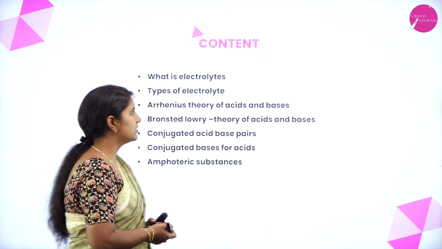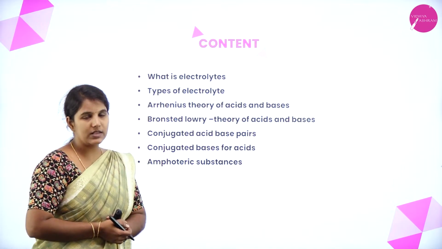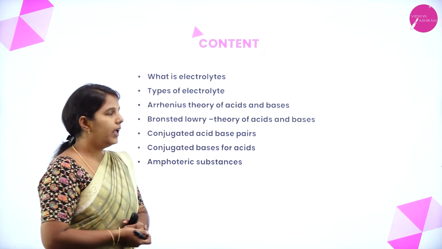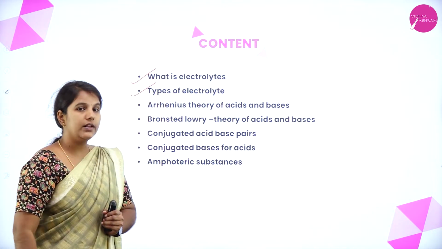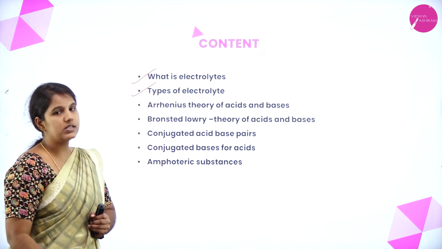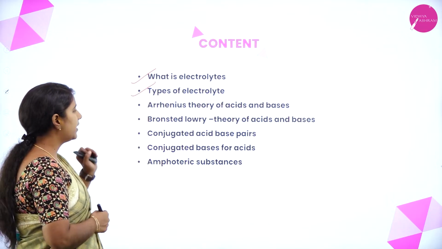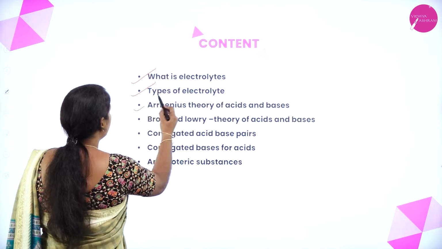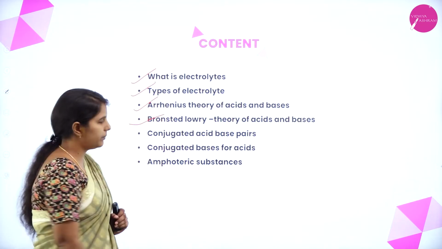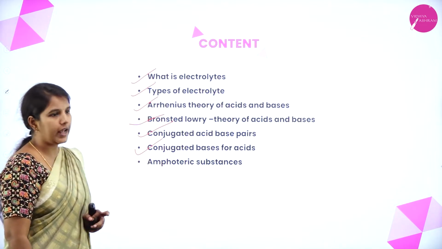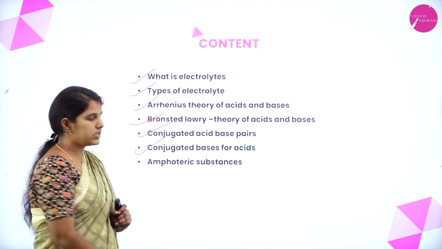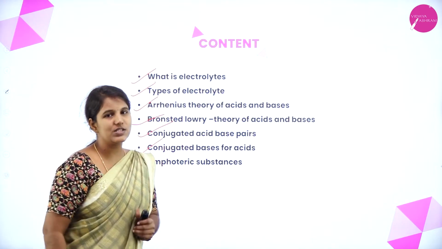Today let us move on to ionic equilibrium by understanding what an electrolyte is. We are also going to understand the types of electrolyte and the theories of acids and bases: the Arrhenius theory of acids and bases, the Bronsted-Lowry theory of acids and bases, conjugate acid-base pairs, the conjugate base of an acid, and amphoteric substances. We are going to discuss these in this session.